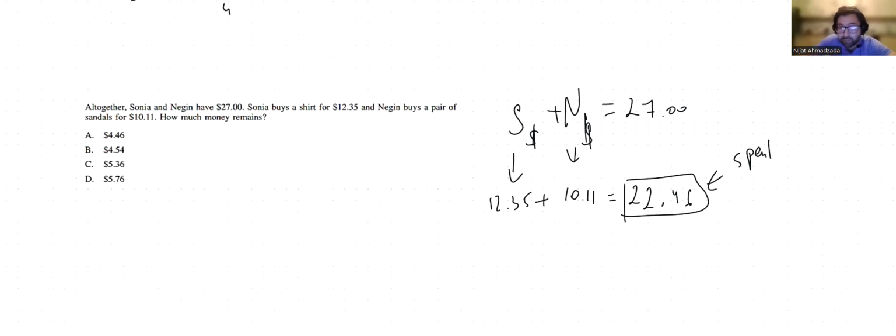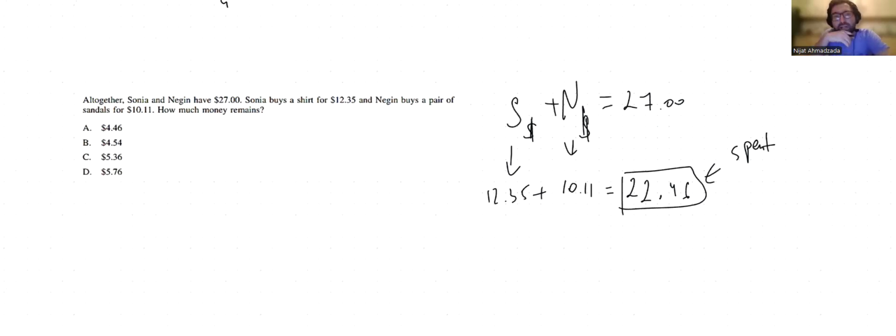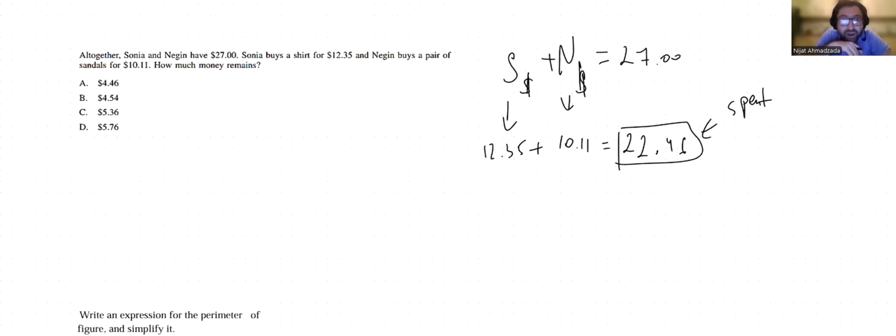And then how much money remains? Let's say you got $10 and you are spending $5. How much money will remain? 5. You got $10, you spent $7. How much money will remain? 3. You got $27 and you spent $22.46. How much money will remain? I don't know. Let's calculate. So you got 27, you are spending this much, 22.46. I don't know how to calculate it.